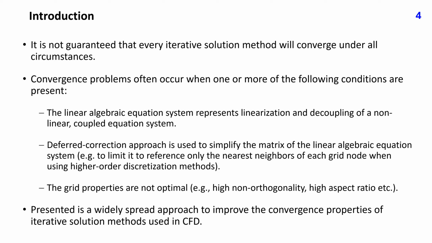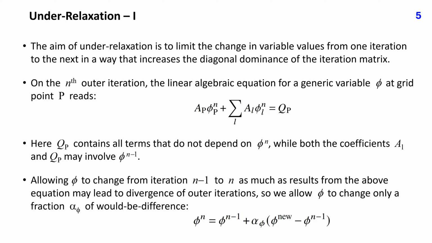Under-relaxation is a widely spread approach to improve the convergence properties of iterative solution methods. Here, the method used in most CFD codes is described. The aim of under-relaxation is to limit the change in variable values from one iteration to the next in a way that increases the diagonal dominance of the iteration matrix.